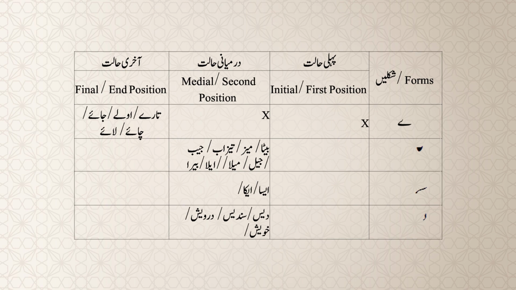This short form is in the word beta, in the word maze, and in the middle or second position: tez, jab, jail. If we pronounce it jail with do chashmi, that will be choti ye. But if we pronounce it jail, that means it is badi ye, written in the two-dot form but pronounced as badi ye. Mela, written in the short form and in the two-dot form, but pronounced with badi ye.